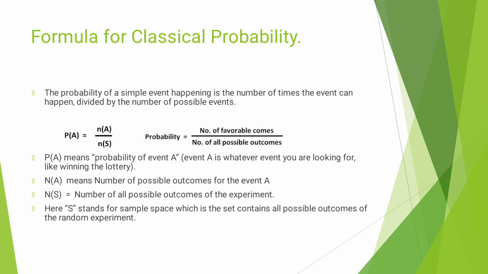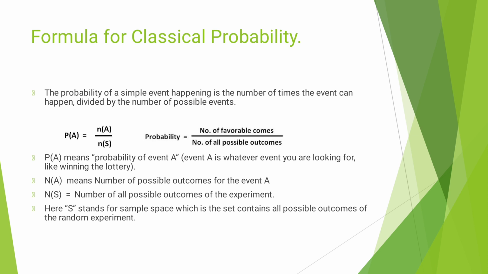So, the formula for classical probability. The probability of a simple event happening is the number of times the event can happen divided by the number of possible events. So here is the formula: P(A) = n(A) / n(S). Here P(A) is the probability, n(A) is the number of favorable outcomes, and n(S) is the number of all possible outcomes.